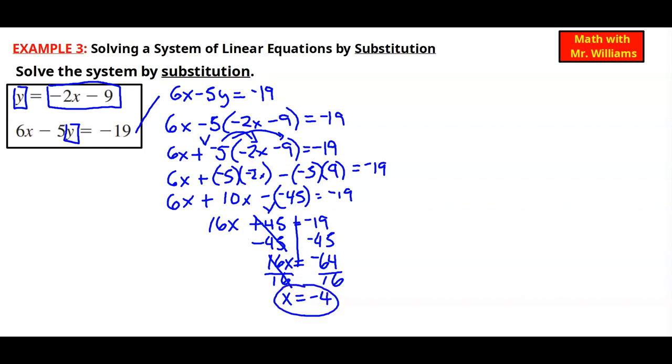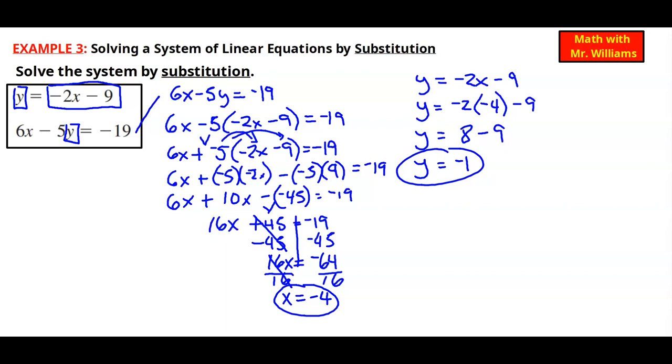Now I need to substitute that back into the first one. So let's write it down. So I'm going to substitute the negative 4 in for the x. So negative 2 times negative 4 will give me 8. And 8 minus 9 will give me a negative 1. Let's go ahead and check to make sure it works.